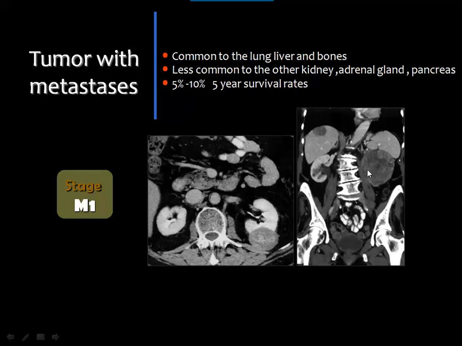Here you see a mass in the left kidney with metastatic deposit in the liver. And common sites for metastasis are the lung, the liver, and the bones. Less common sites are the kidney, the opposite kidney, adrenal gland, and the pancreas. Then this is a tumor in the left kidney, and this patient is known to have metastasis in the lung.